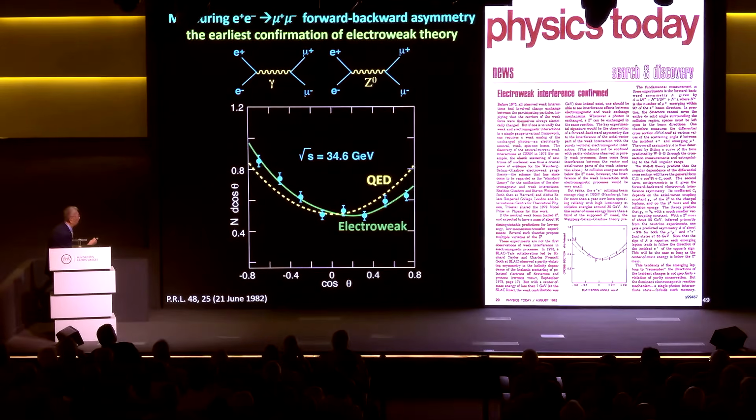So this is the announcement in Physics Today of the American Physical Society of this measurement, showing our measured forward-backward asymmetry at 35 GeV does not agree with the quantum electrodynamics prediction of only one photon, but must have a virtual Z0 effect, and indeed our measured data agrees with the electroweak effect.